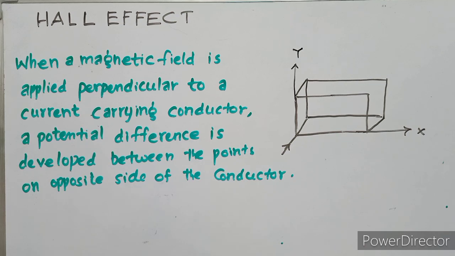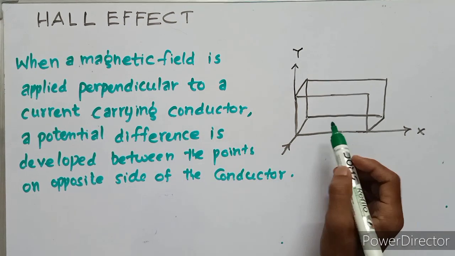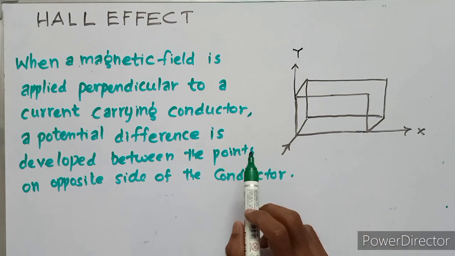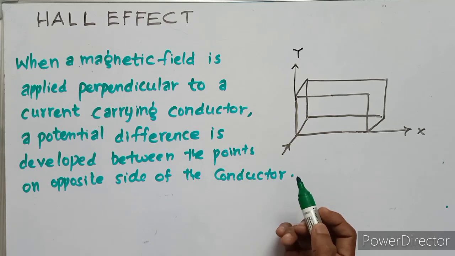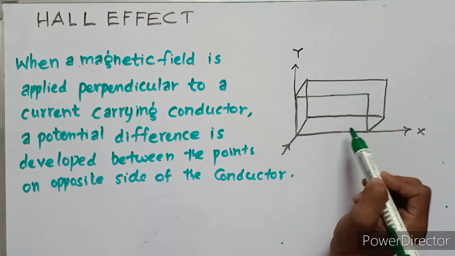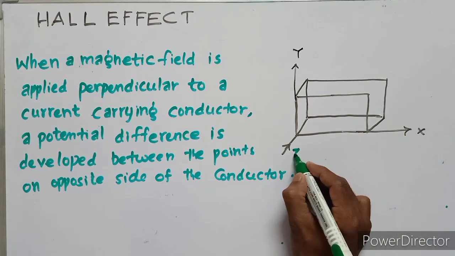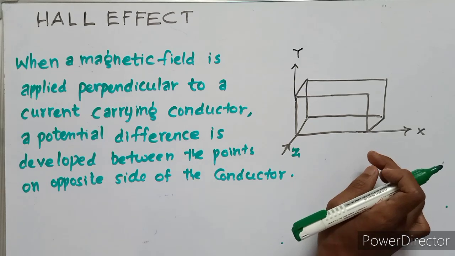Hall effect. When a magnetic field is applied perpendicular to a current carrying conductor, a potential difference is developed between the points on opposite side of the conductor. Let us consider this is the current carrying conductor. This current carrying conductor is placed in XYZ coordinate system.